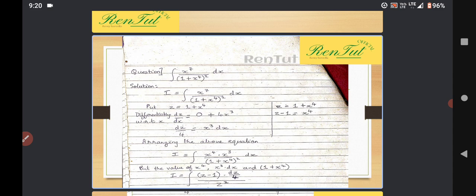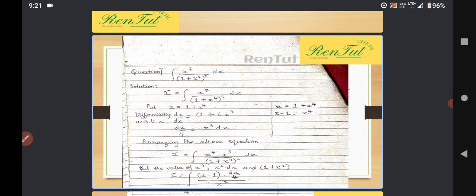x raised to 3 specifically because in dz divided by 4 you can see x raised to 3 is there, x raised to 3 dx. Now here one more thing is there, you need to be vigilant enough to see that there is an x raised to 7 term already there in the numerator. So x can be substituted. There are three substitutions. Firstly, you need to substitute z. Z is equal to 1 plus x raised to 4. Then dz by 4 is equal to x cube into dx.